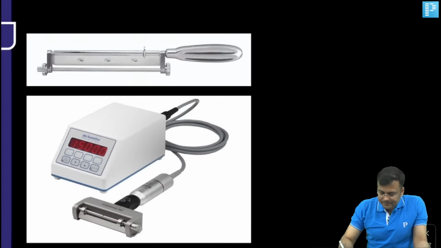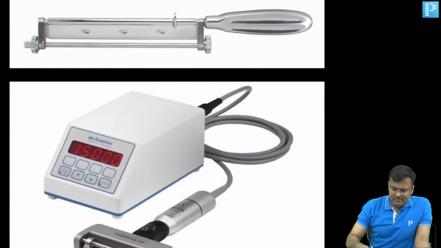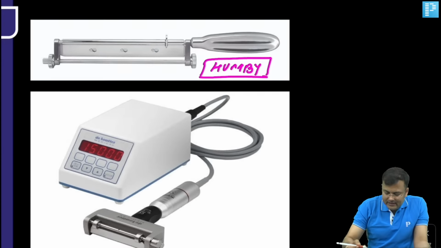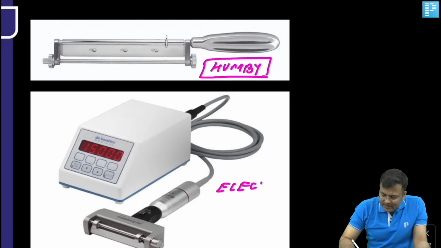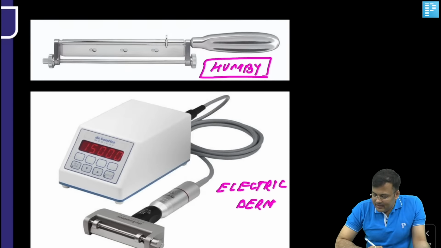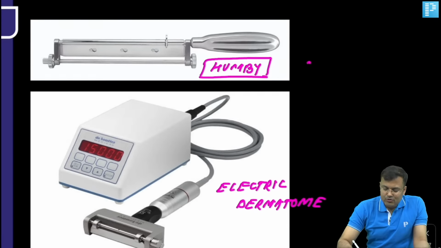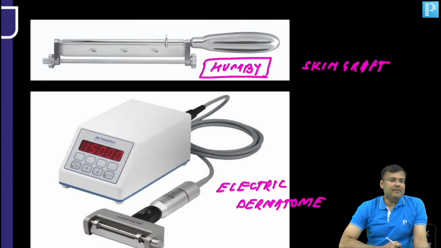Okay, next. Guys, tell me what's the name of this easiest question. This was asked multiple times in multiple exams. What's the name of this knife? This is Humby knife. And this is electric dermatome. You have to tell me the uses. Humby knife and electric dermatome. Clear? So you know the uses. Both of these are used for harvesting skin graft. Skin graft. Clear? Humby knife, electric dermatome.